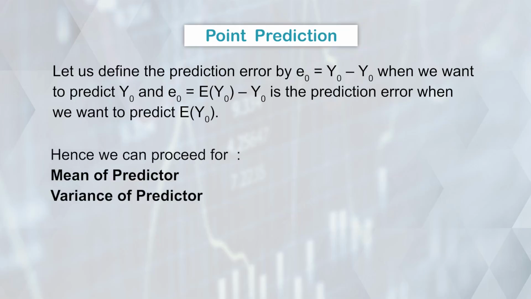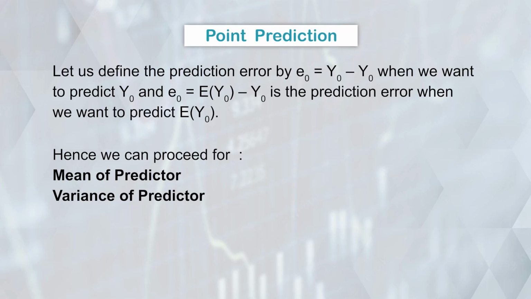So this EY0 plays an important role because this Y0 follows a random variable and it is actually based on the chance of occurrence. And thereby we are interested to find out the mean of this y0, which is the predicted value, and also the variance of this y0. So this motivates to go for the mean of the predictor, which is y0, as well as the variance of the predictor, which is also the variance of y0.